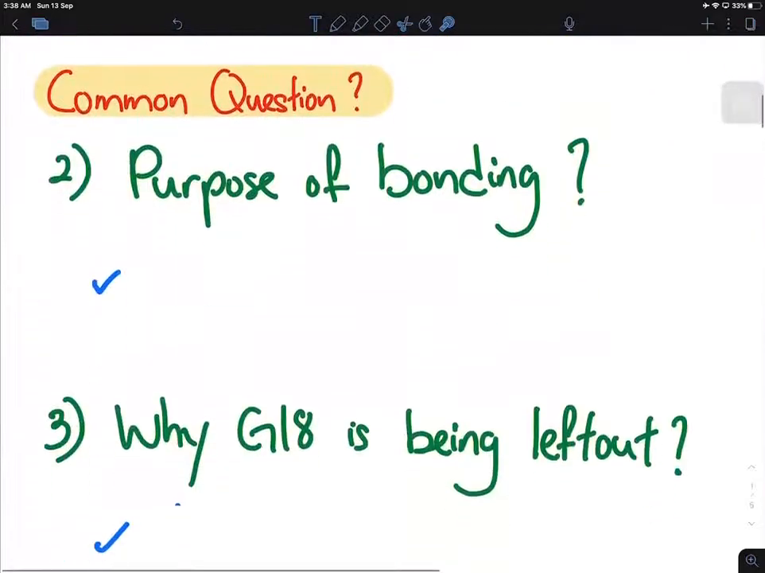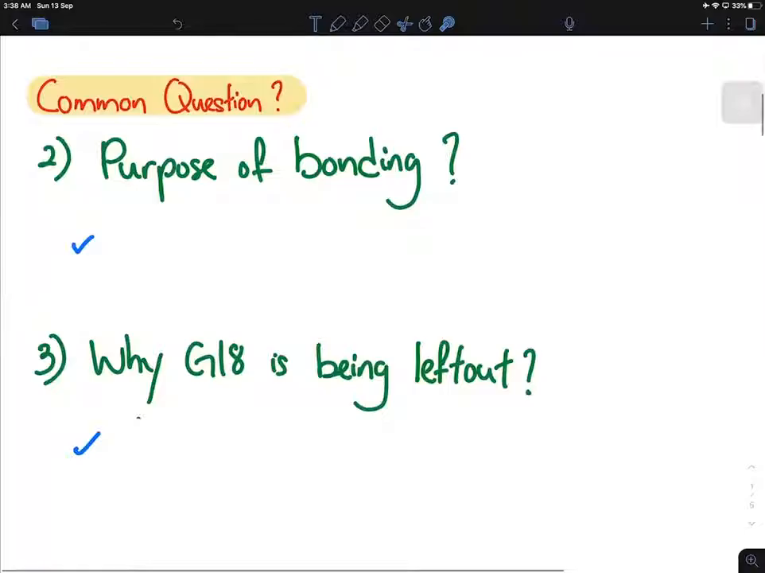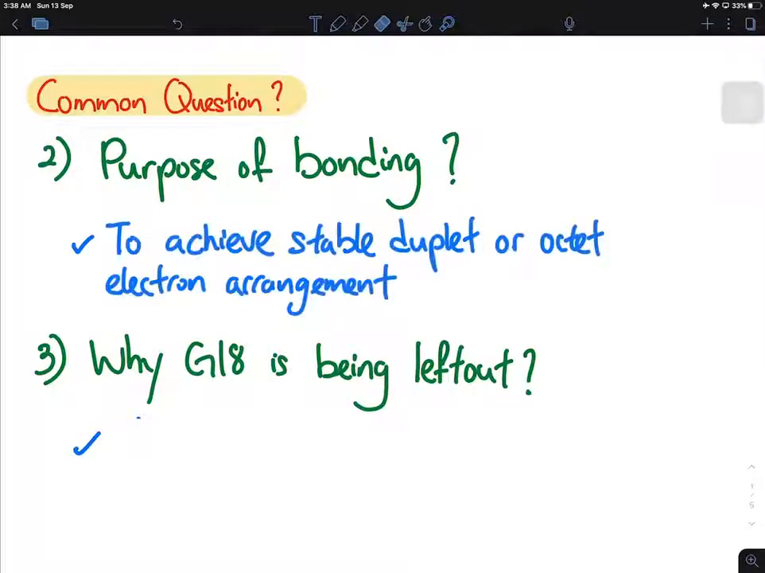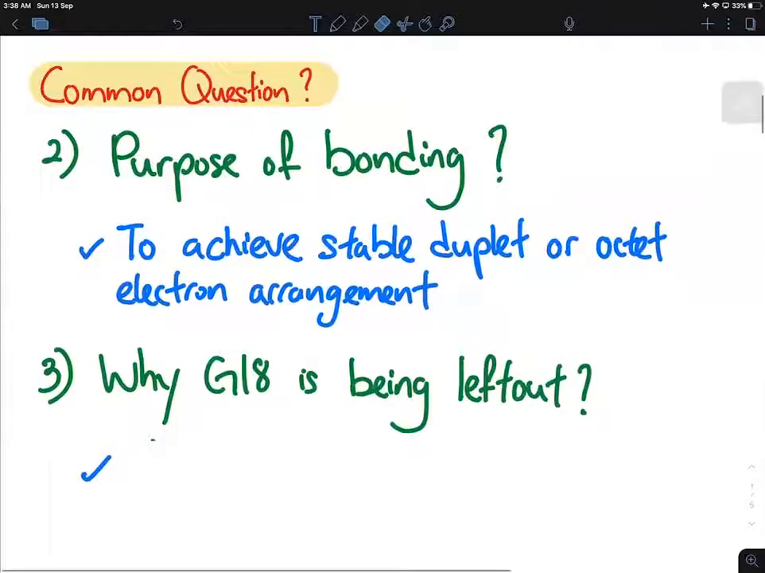Second common question. What is the purpose of bonding? Why do the elements want to form bonds between each other? Very easy. The reason is to achieve a stable duplet or octet electron arrangement. It is like you finding a husband or wife because you want to have a stable life with another one, a life partner.